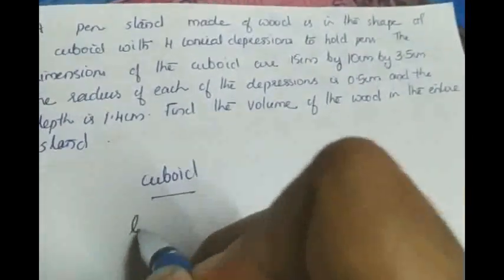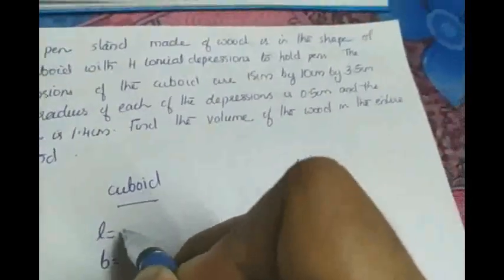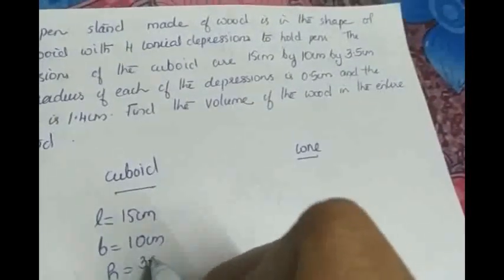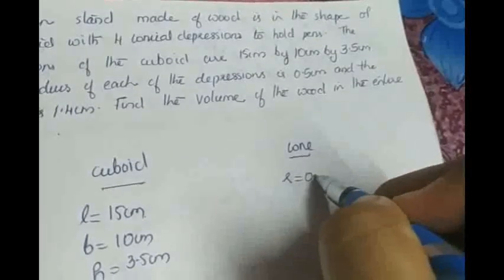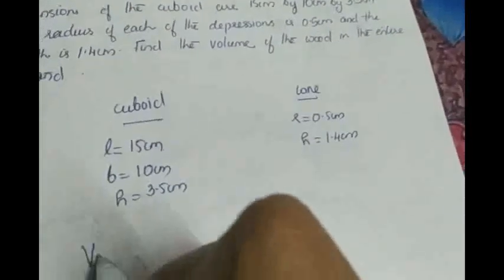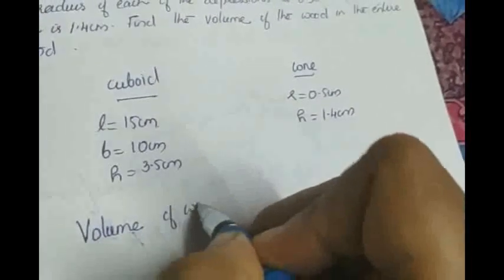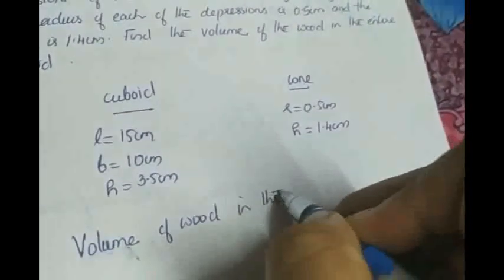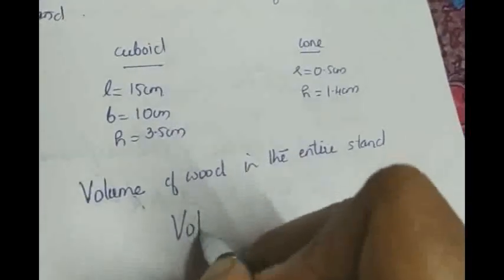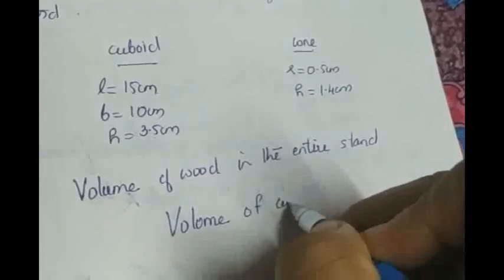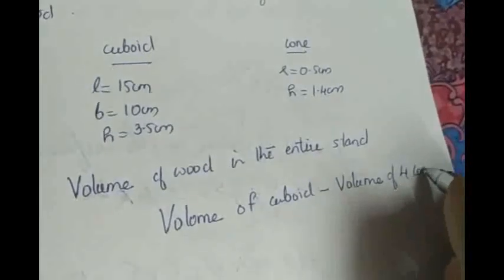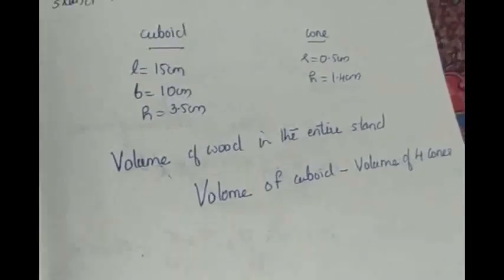Okay, so the shapes given are cuboid and the next one is cone. For cuboid, the nomenclatures are L, B and H. L is given as 15 cm, B is given as 10 cm, H is given as 3.5 cm. For the cone, radius is 0.5 cm, height is given as 1.4 cm. And volume of the wood in the entire stand will be equal to, what we have to do? Volume of cuboid minus volume of 4 cones. Okay, volume of cuboid minus volume of 4 cones.